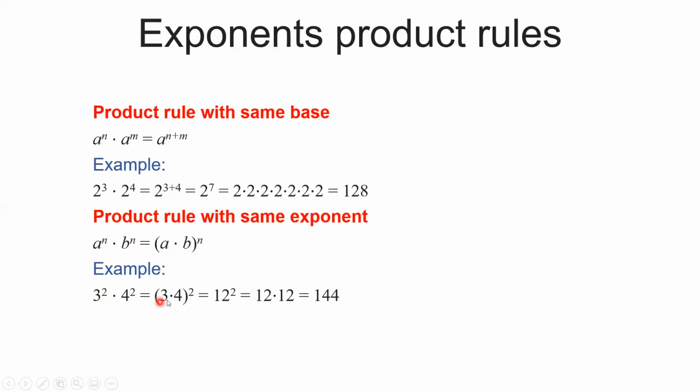So 3 times 4 to the power of 2. 3 times 4 is 12. 12 to the power of 2 is 144. So guys, here there are two rules we learned. A to the power of m times a to the power of n: when we have the same base, we add the powers. In the second one, we have the product rule with the same exponent. A to the power of n times b to the power of n. I have the same exponents, I multiply the bases. Okay.